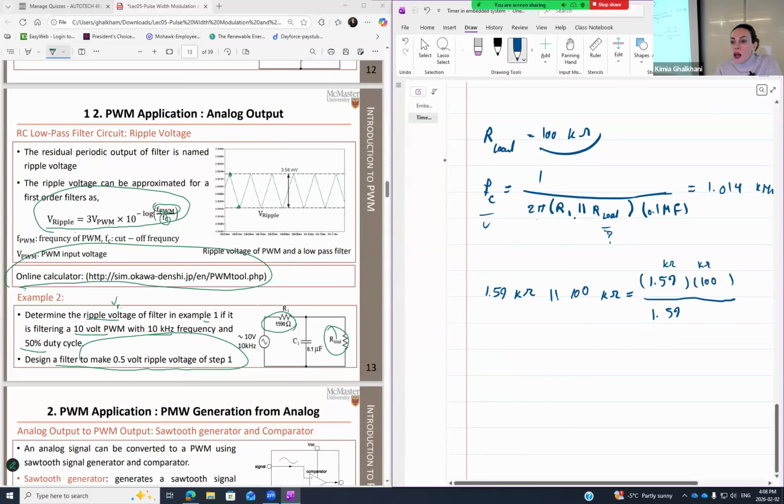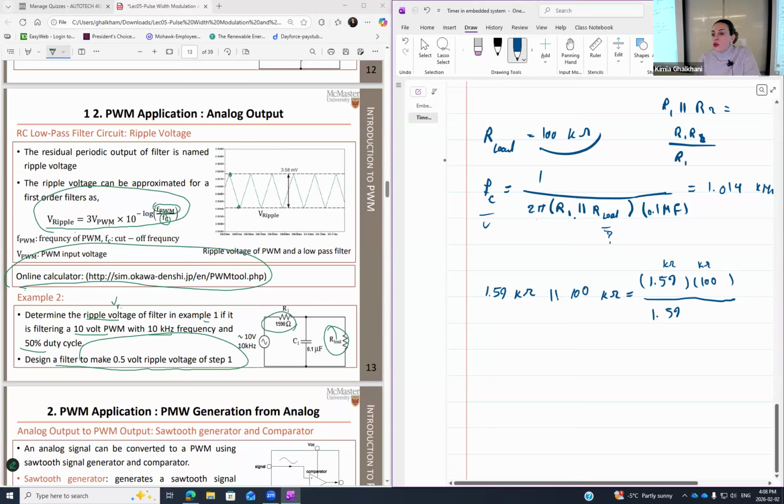If you have R1 in parallel with R2, what would be the R? It should be R1 R2 over R1 plus R2. This is a standard equation which I'm using in case you guys forgot about it. If you want to calculate R total for R1 and R2, it becomes the product of them over the summation. Can you remember that, kids?